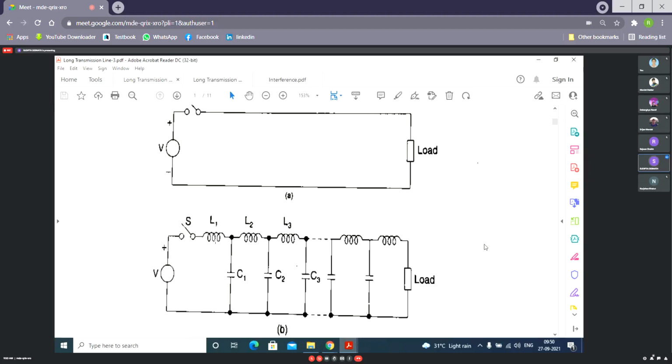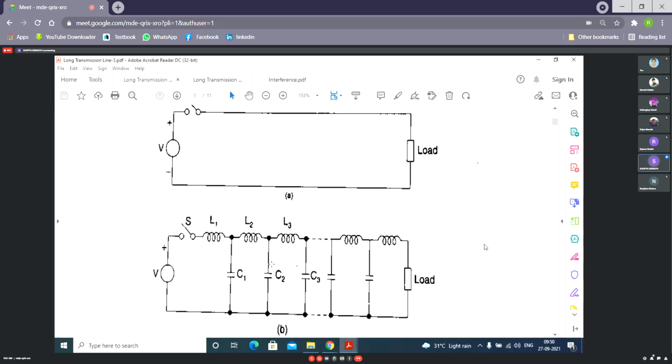As soon as the switch is closed, this L1 will act as an open circuit, you know. It will take some time for the current to flow through it. And as long as the current is not passing through this L, this C1 cannot be charged, so it will act as a short circuit. Gradually the current will pass and the voltage will develop. The subsequent capacitances cannot be charged unless the current flows through the successive inductances. So it takes some time.